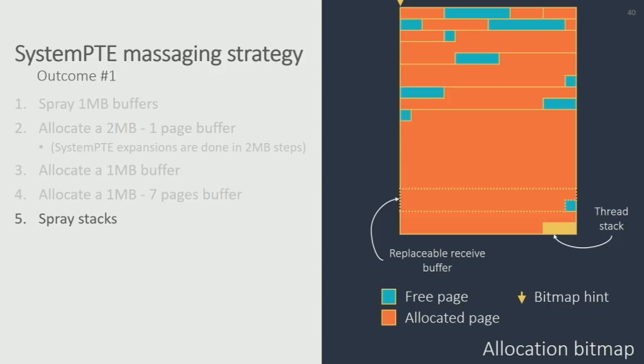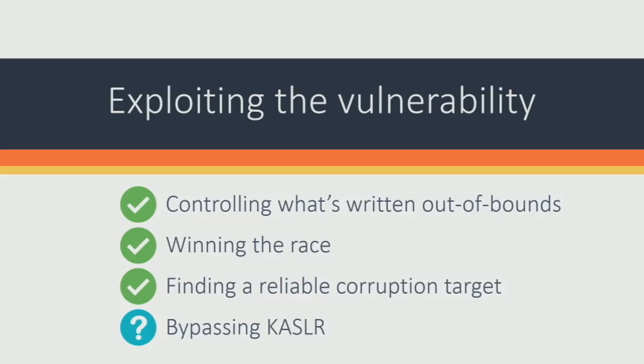Because at this point, we can manufacture our receive buffers in such a way that we know that the sub-allocation that we care about will be placed to overlap with that kernel stack. So we're good. At this point, we have filled in all three of those requirements, and we are actually able to write memory out of bounds, and everything's awesome.